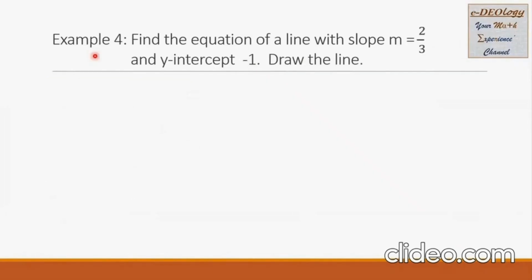Let us have example 4. Find the equation of a line with slope m equals 2 over 3 and y-intercept negative 1. Draw the line. In this problem, the slope is given, and for the y-intercept, the negative 1 here represents the variable b. So the slope-intercept form is y equals mx plus b. Then let us now substitute the values.